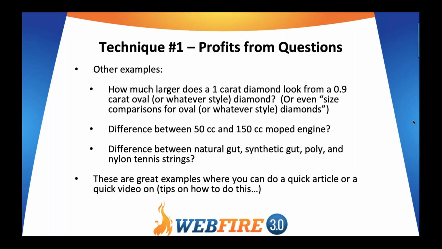So a couple examples of questions that would indicate they'd probably be a buyer: how much larger does a 1 carat diamond look than a 0.9 carat oval, which is a diamond shape? Or not even a question, but a search for size comparisons for whatever shape diamonds. Those are search terms that indicate people are looking to buy a diamond, but they just don't know, can you really tell a difference between a 0.9 and a 1 carat in this shape?